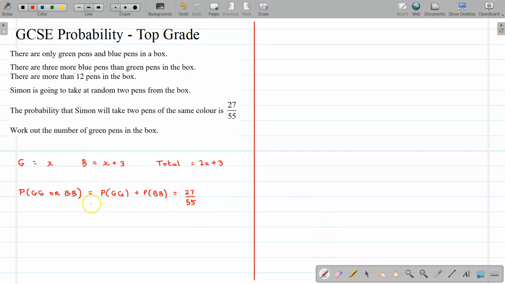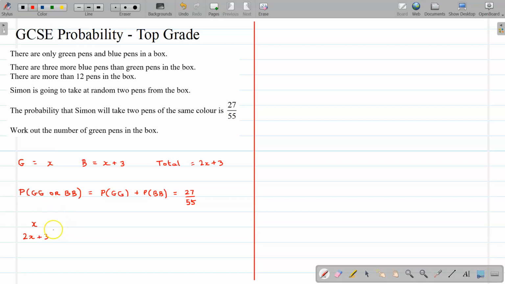Now, these 2 quantities here, P of GG and P of BB, we need to now work out in terms of X. So this is what I'm going to do. I'm going to say that PGG is going to be the probability of getting a green followed by a green. Now, if you go to the box and take a pen, the probability that it's green is going to be X, because there's X green pens in the box, divided by the total number of pens in the box, which is 2x plus 3.